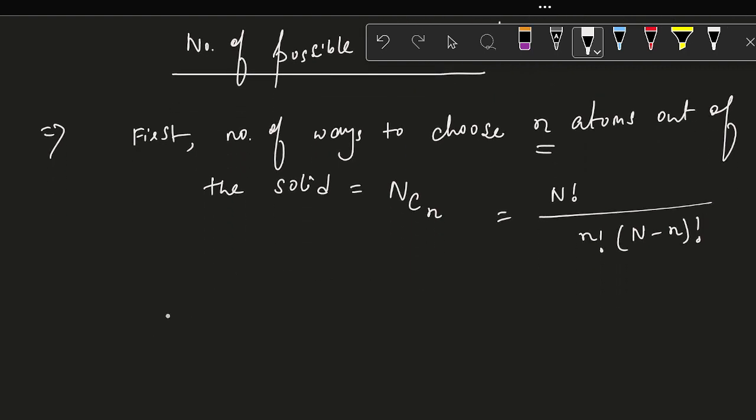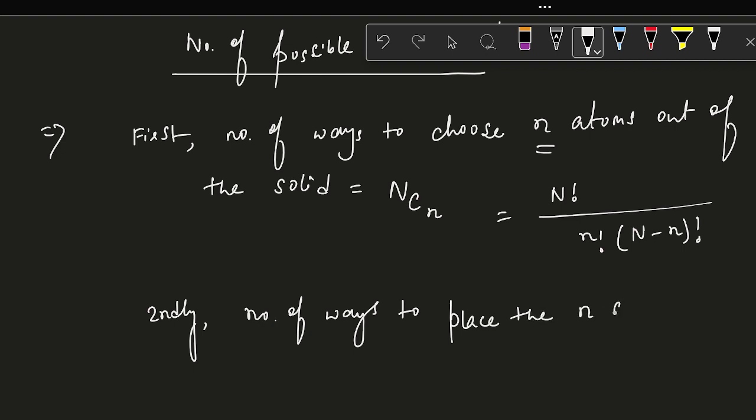Then what has to be done further is that, secondly, the number of ways to place the small n atoms in capital N prime number of interstitial positions.